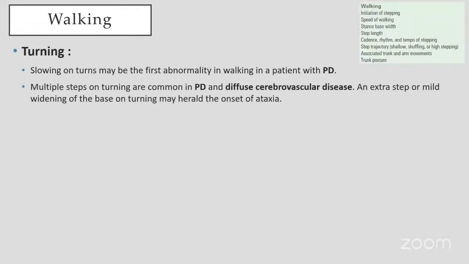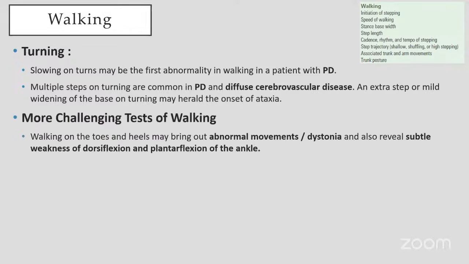So, going into walking and turning: slowing on turns may be the first abnormality in walking in a patient with PD. Multiple steps on turning are common in PD and diffuse cerebrovascular disease. An extra step or mild widening of the base on turning may herald the onset of ataxia.